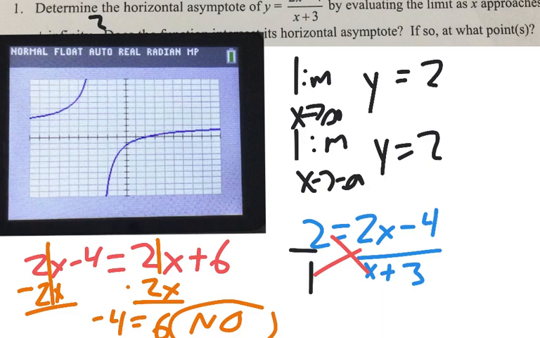See, I tested. Where does y equal 2 in this? Well, it never did, right? I got a nonsense answer.